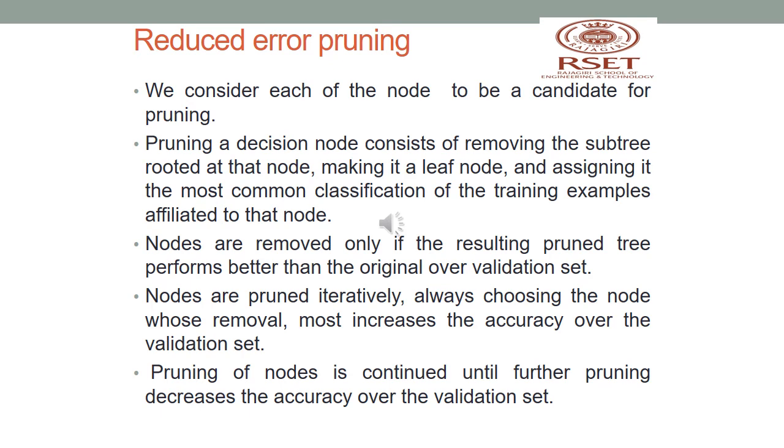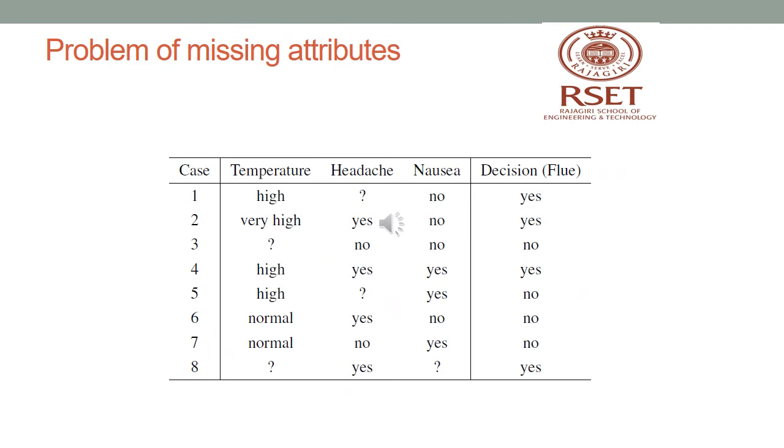So let's see what we mean by the problem of missing attributes. In this data set you can see some of the features. These are different symptoms and the final one is the disease prediction. Some of the symptoms are missing, and we don't know whether it is yes or no. So how can we deal with this issue? Most machine learning algorithms will face this issue. Let's see how we can deal with this problem.